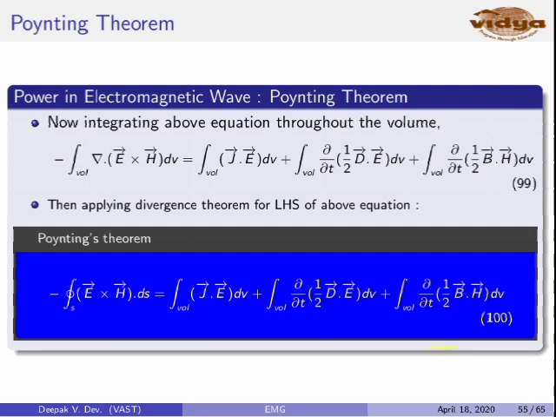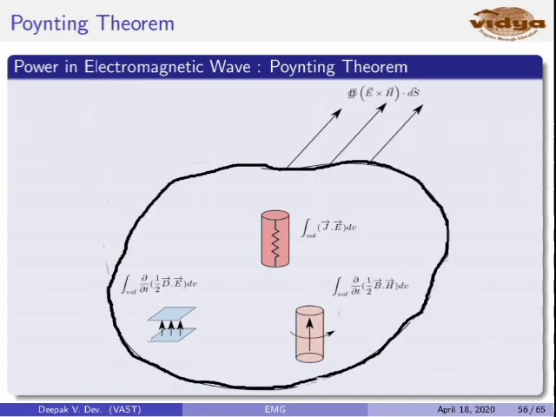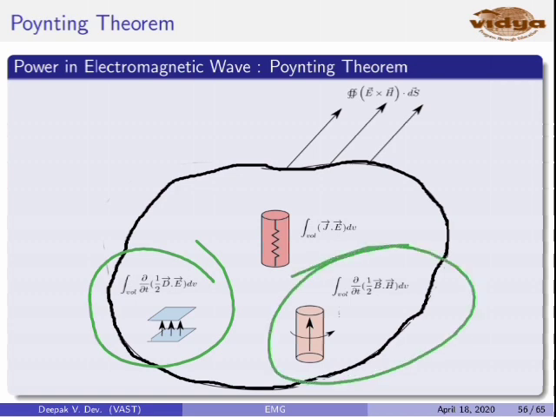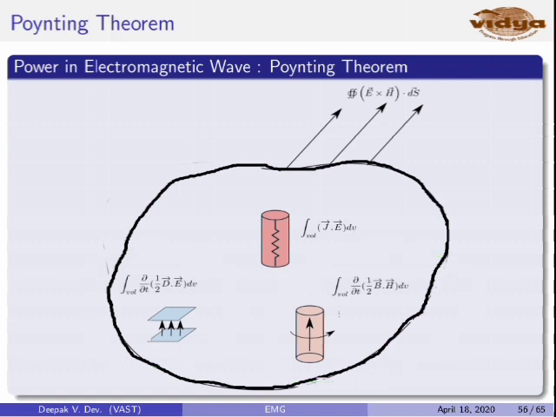This can be represented by this figure. Here you can see that this term, that is integral over the volume J dot E dV, is the power or energy associated with the resistance, and the next term, that is integral over the volume del by del t of half D dot E dV, represents the energy stored in the capacitor, and the third term, integral over the volume del by del t of half B dot H dV, represents the energy stored in magnetic field. Thus, the previous equation is just represented pictorially in this figure.